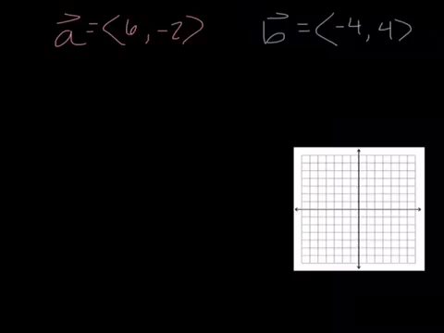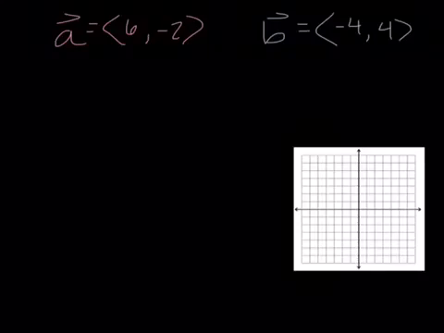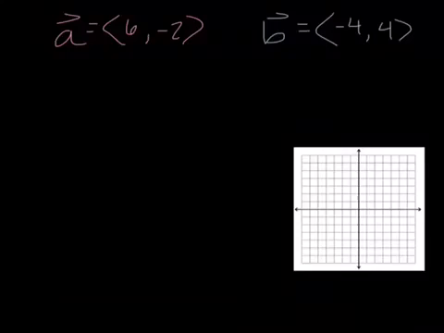So here we have two vectors. Vector A is 6, negative 2, and B is negative 4, 4. The horizontal component for A is 6, and the vertical component is negative 2. And then for B, horizontal is negative 4, and vertical is positive 4.